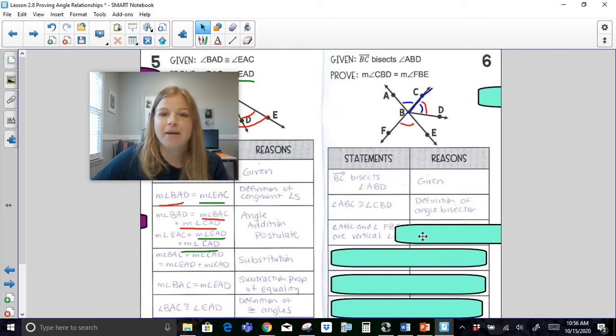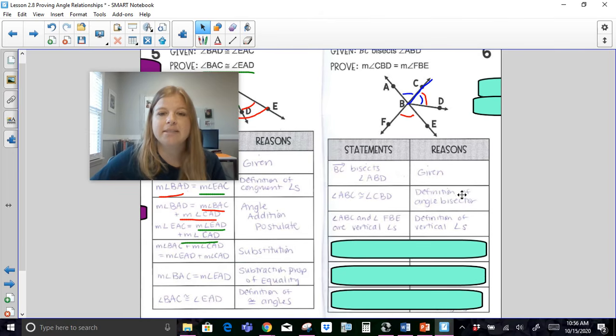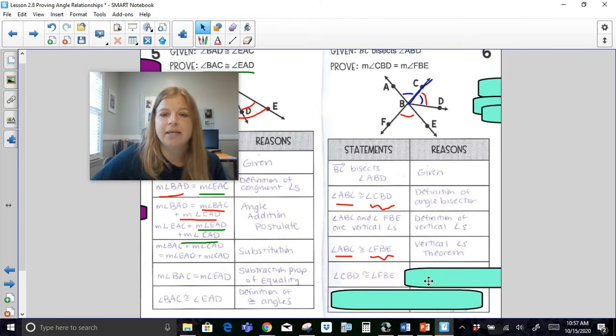So I would be able to say that angle ABC and angle FBE are vertical angles. And that's, again, your definition of vertical angles. We saw that in a previous proof. And since they are vertical angles, then I can say that they are congruent to each other, which is our vertical angles theorem. So now, if ABC is congruent to CBD, and ABC is congruent to angle FBE, then I can say that angle CBD is congruent to angle FBE by the transitive property.